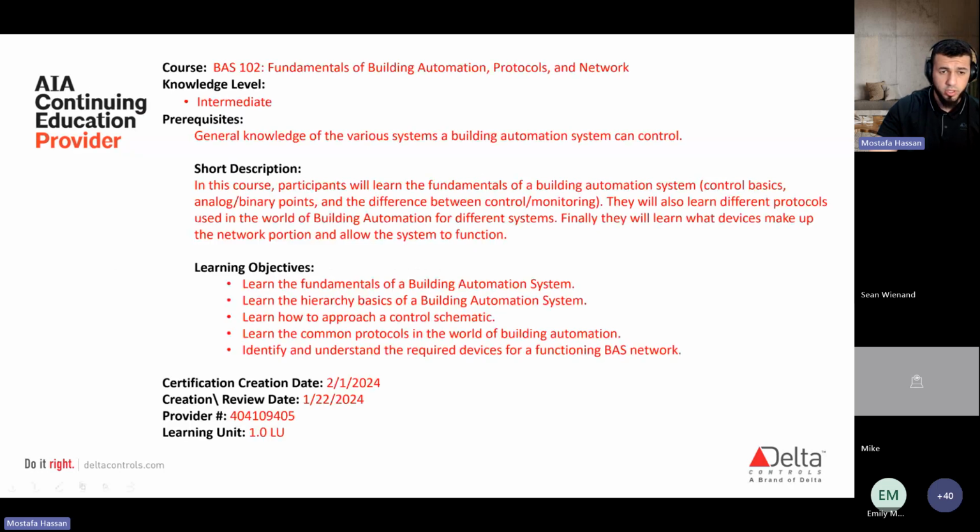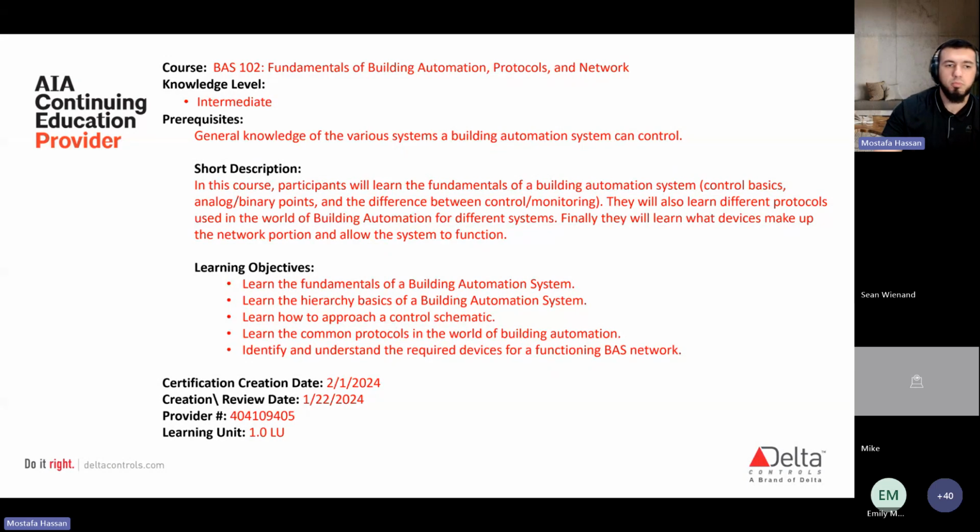So quick agenda. We're going to look at the fundamentals of building automation systems. We're going to look at hierarchy basics, what makes up a building automation system, right? Top-down view architecture. We're going to look at how to approach a control schematic. We're going to look at a mechanical schematic that engineers usually design. They'll also put next to that a sequence of operations or a spec, and we're going to look at how we're going to approach it from the views of an engineer, from the views of a mechanical estimator or controls estimator.